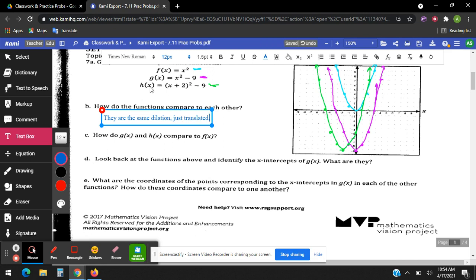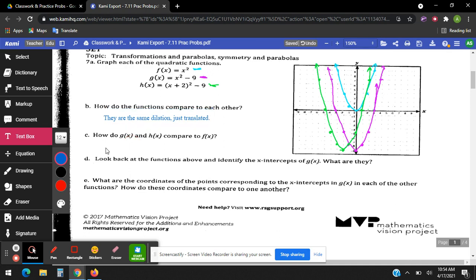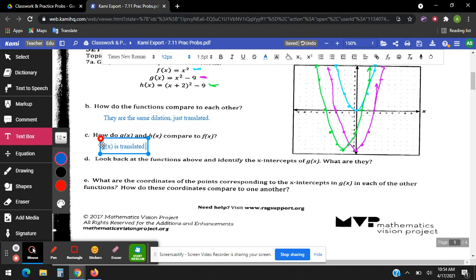All right, how do g of x and h of x compare to f of x? So this is how does the bottom two compare to the first one? Well, g of x is translated down 9, and h of x is translated down 9 and left 2. Right? So they're all just translations. We went down 9 over 2, down 9 over 2.